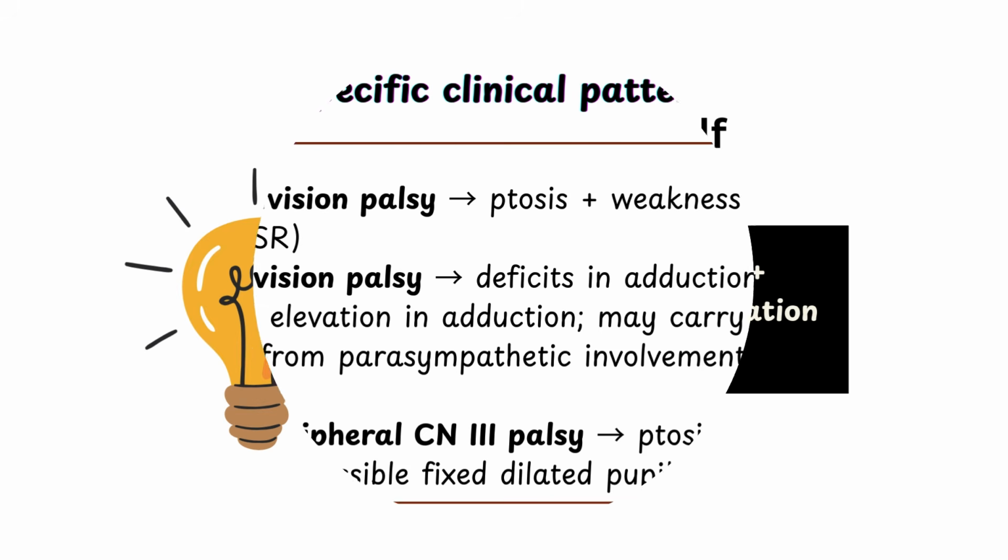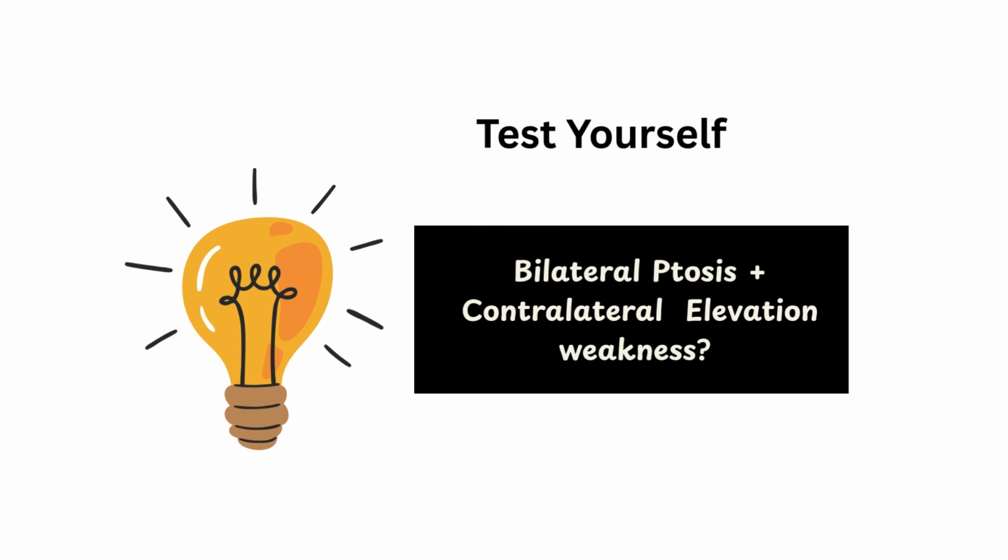Now, here's a self-assessment question for you. If a patient has bilateral partial ptosis and a contralateral weakness of the elevation, the superior rectus, where is the lesion? I hope all of you know the answer. Kindly give the answer in the comment section.